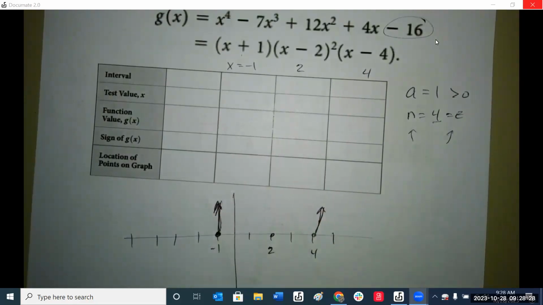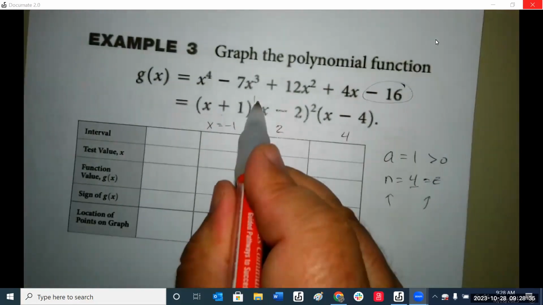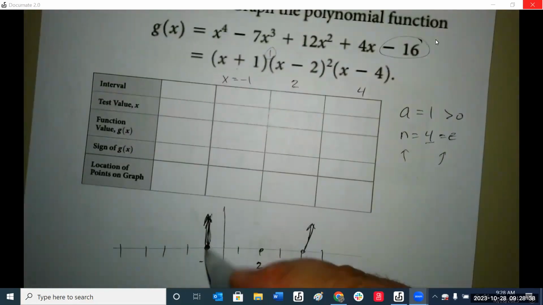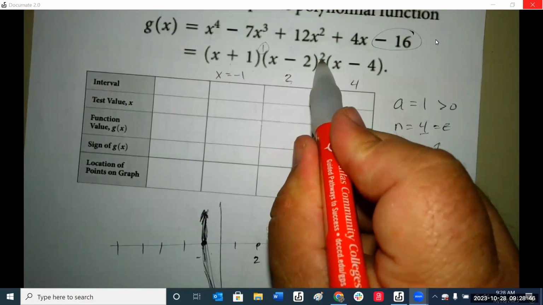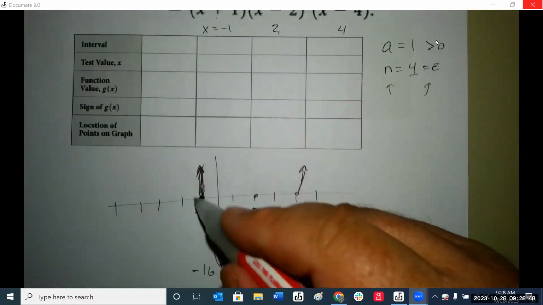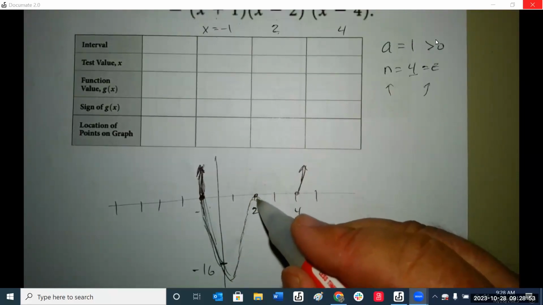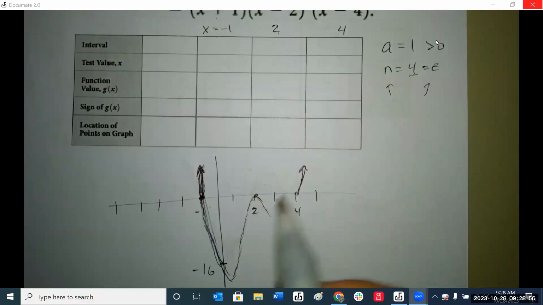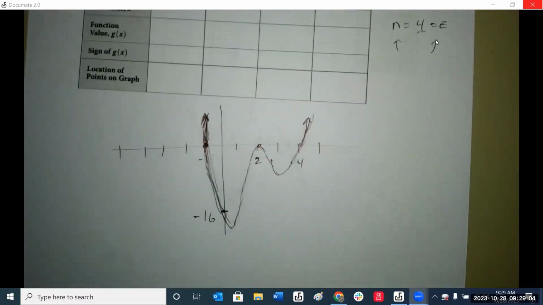It's going up. At -1, it's this odd exponent, so it's going to cross. At 2, it's an even exponent, so it's just going to bounce off that x. At 4, it's odd, so it's going to cross. So there we have it. That's what the graph looks like.